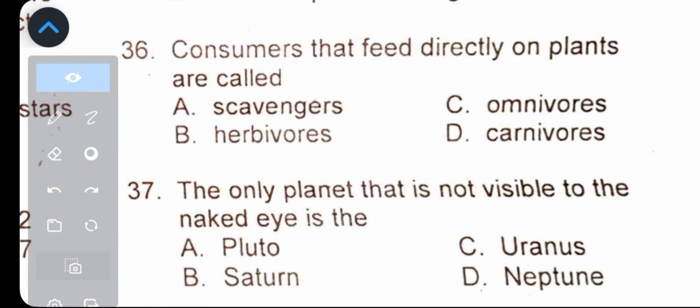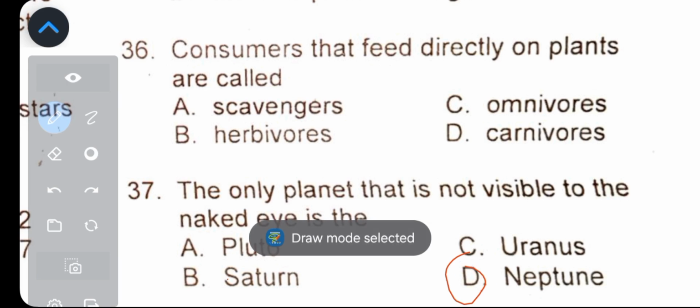37. The only planet that is not visible to the naked eye is the A. Pluto, B. Saturn, C. Uranus, D. Neptune. The answer to question 37 is D.